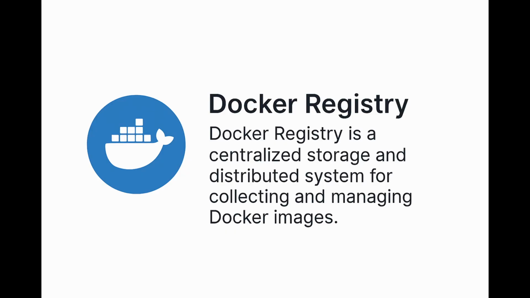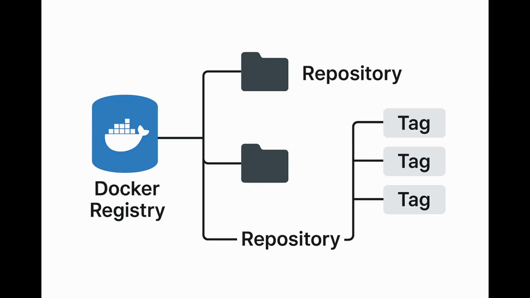Docker Registry is a centralized storage and distributed system for collecting and managing Docker images. So features of Docker Registry can include stateless and scalable. They are organized into repositories where each repository contains multiple versions of an image. So in the Docker Container Registry, they are organized into repositories. So your container registry is made up of repositories. Each repository is made up of versions, or what we call tags of images.